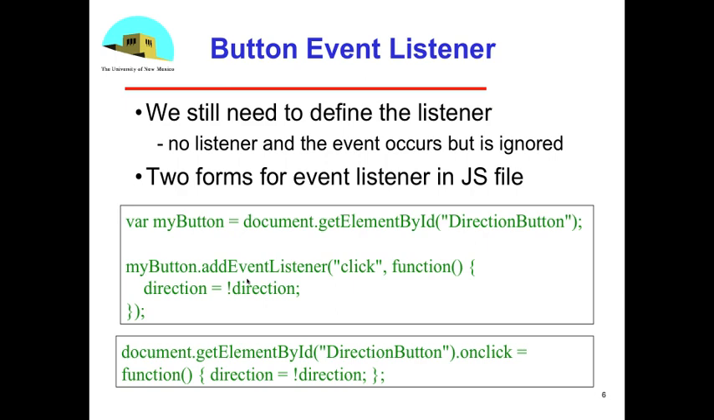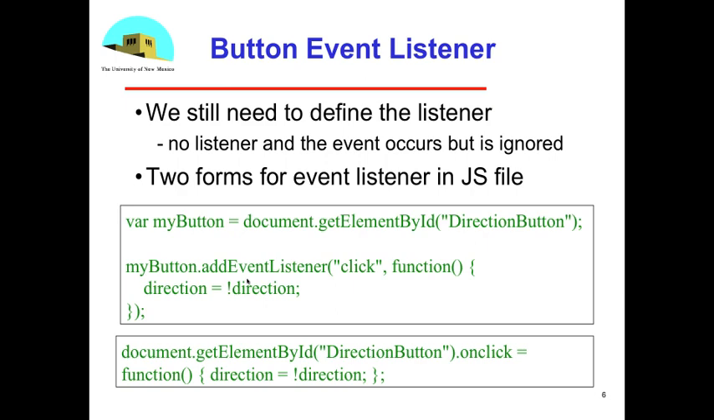Now you can actually do this in a number of ways. Here's another way you can do it that sort of condenses everything into one line that just says document get element by ID, but that has a method in it which is on click, and then I could just say, okay, on click, execute this function which I defined, and all it does, I don't have to name it, that simply changes the direction's Boolean value.